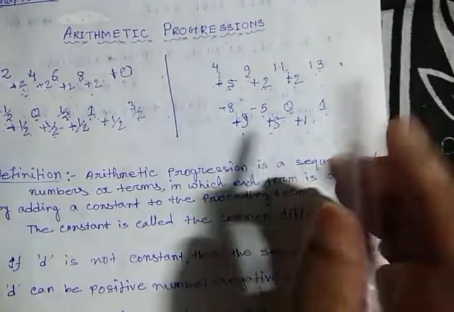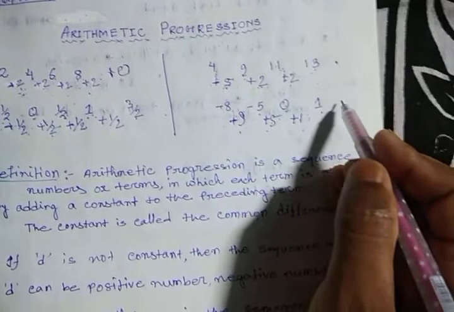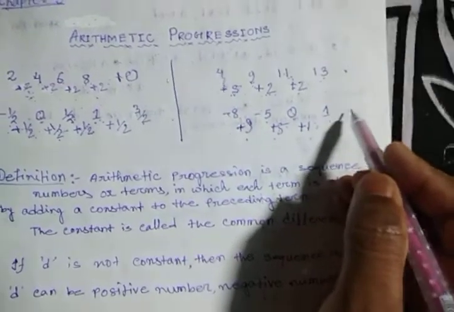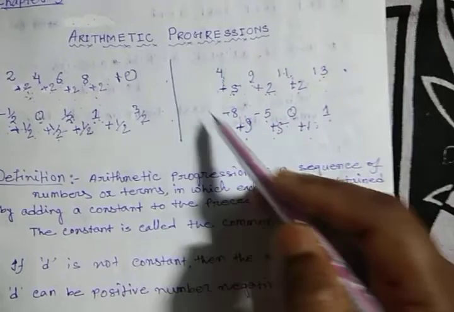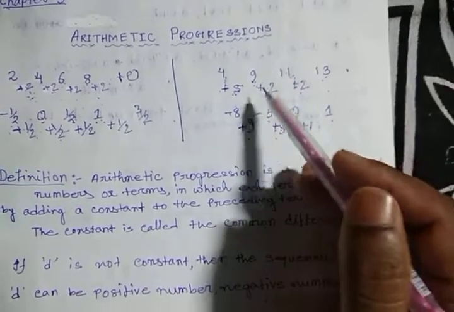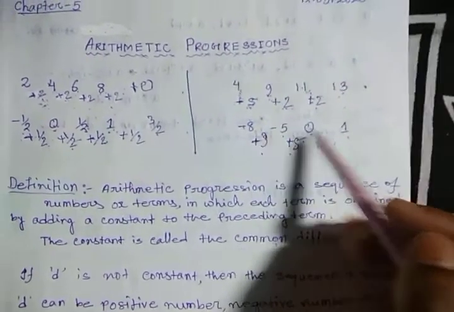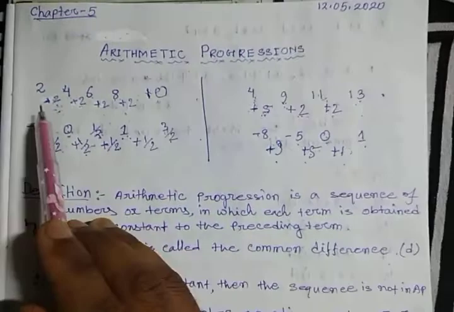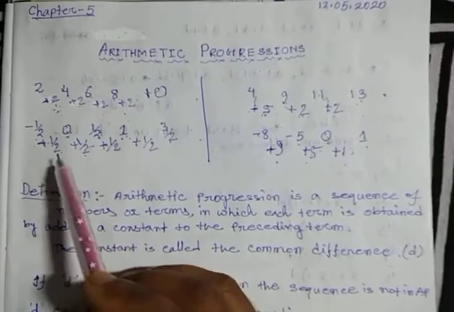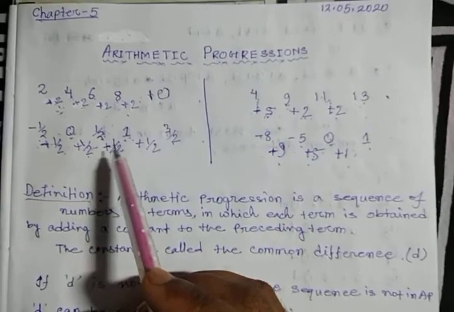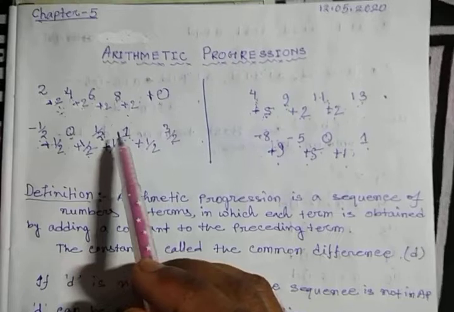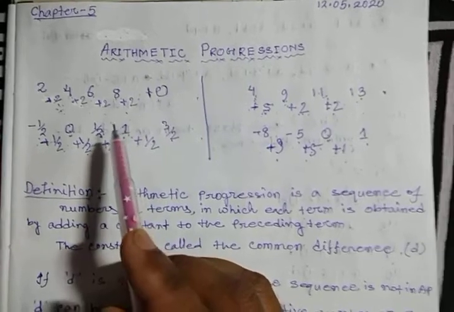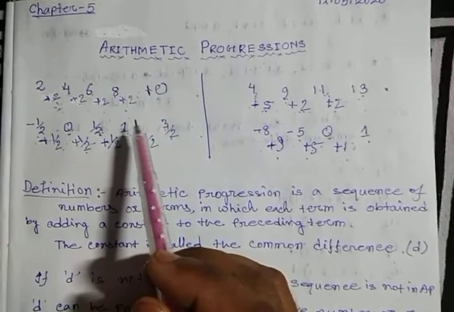And so we can't predict the next term. That means we can't find out the fifth term. So these are not in some pattern, or you can say in sequence. So this is not in arithmetic progression. But here we can say they are in some pattern and the differences are the same. That means constant. So that's why this is known as the arithmetic progression.